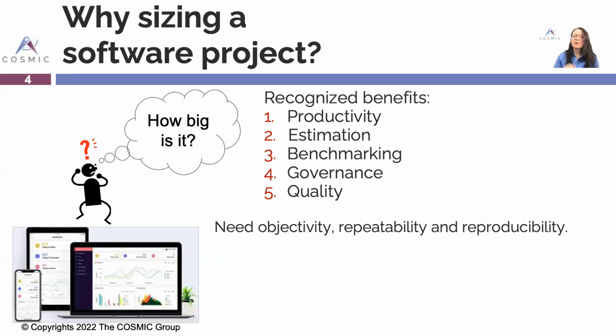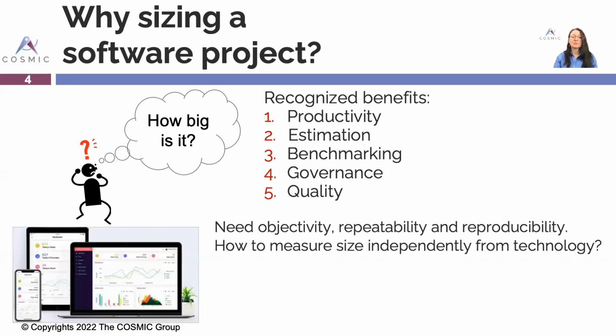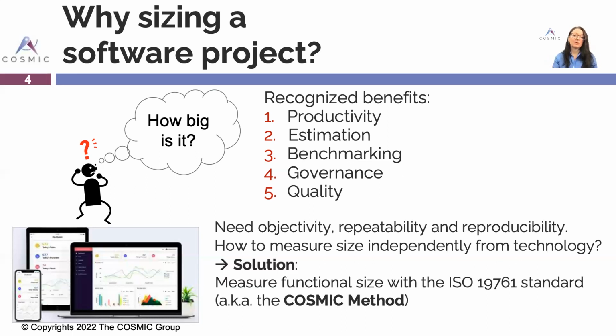But in order to obtain these benefits, we need objectivity, repeatability, and reproducibility. So how do we measure size independently from the technology? Well, the solution is to use an ISO standard. In this case, the ISO 19761 standard, which is also known as the COSMIC method.